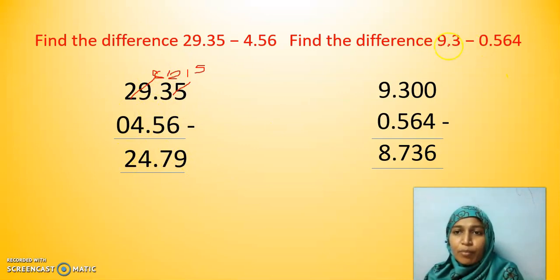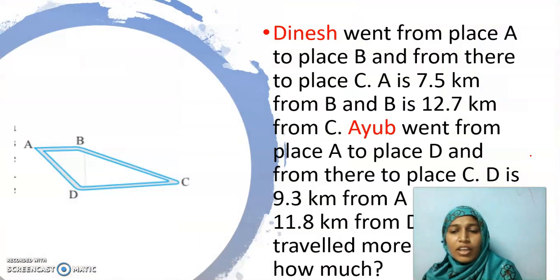And here we have 9.3. Here I have 0.564, 3 numbers after the decimal point. So I have added 2 more zeros in the first number to convert them to like decimals. Is it clear, my dear children? Then as usual you have to subtract it and get the answer. Okay. Now here is one word problem that you have in your book.